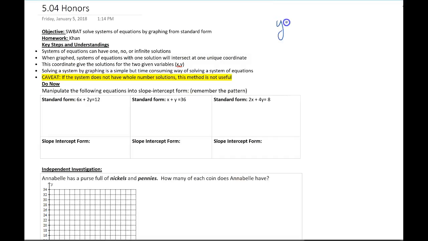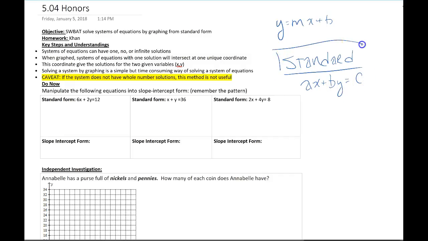Slope-intercept is y equals mx plus b. There's also another form, which is called standard. Now you've seen this a million times, but just to make sure, standard form is ax plus by equals c.